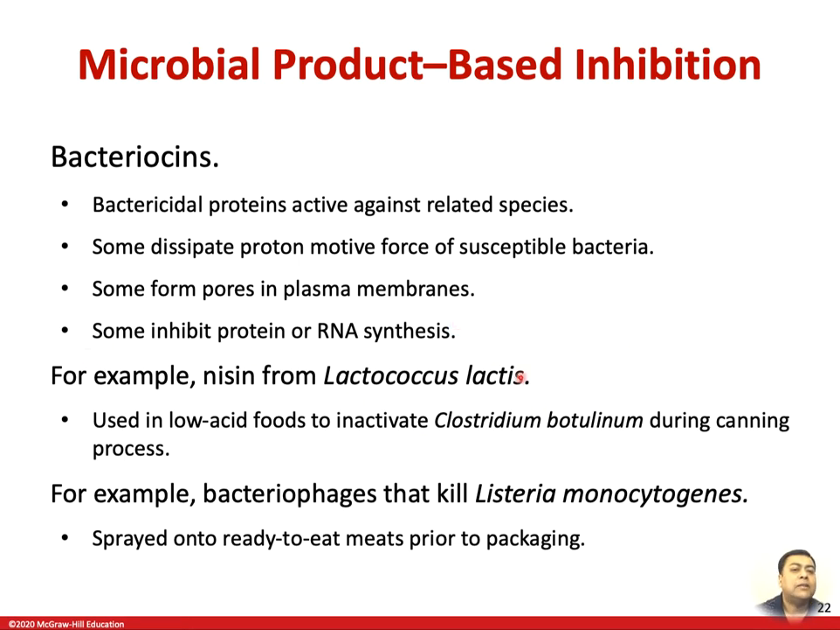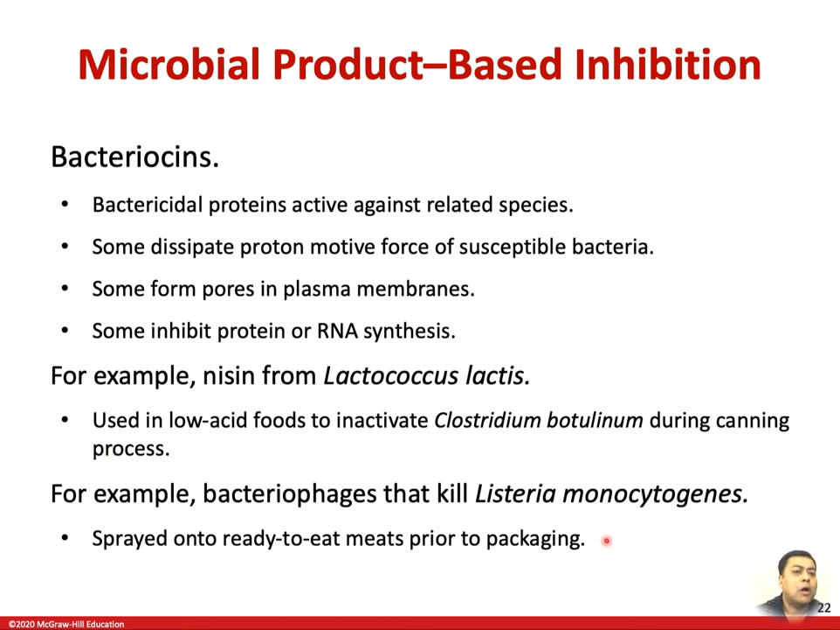For example, Lactococcus lactis produces a bacteriocin which is called nisin. This is an amphiphilic molecule, so it will go and bind to the plasma membrane of other microbes close by, and then basically disrupt the membrane integrity, killing the microbes. It is also used in low-acid food to inactivate Clostridium botulinum during the canning process.